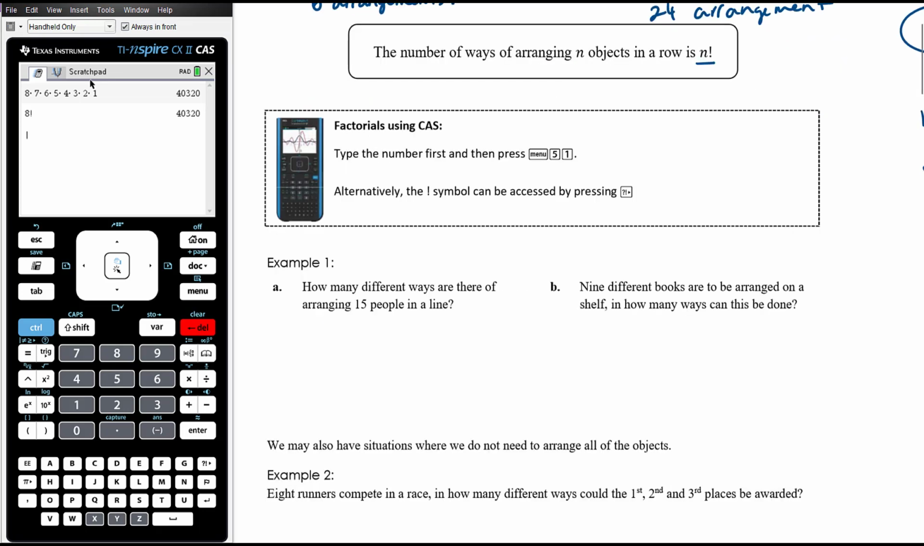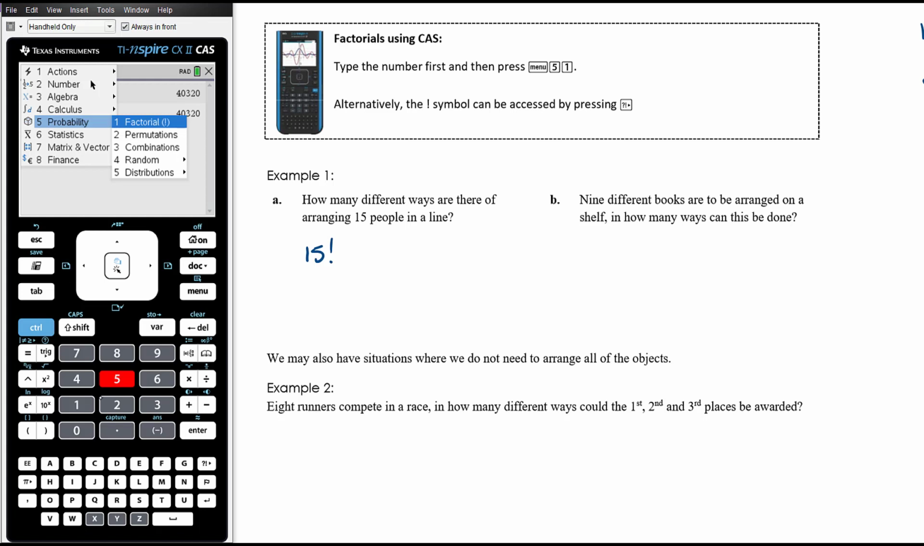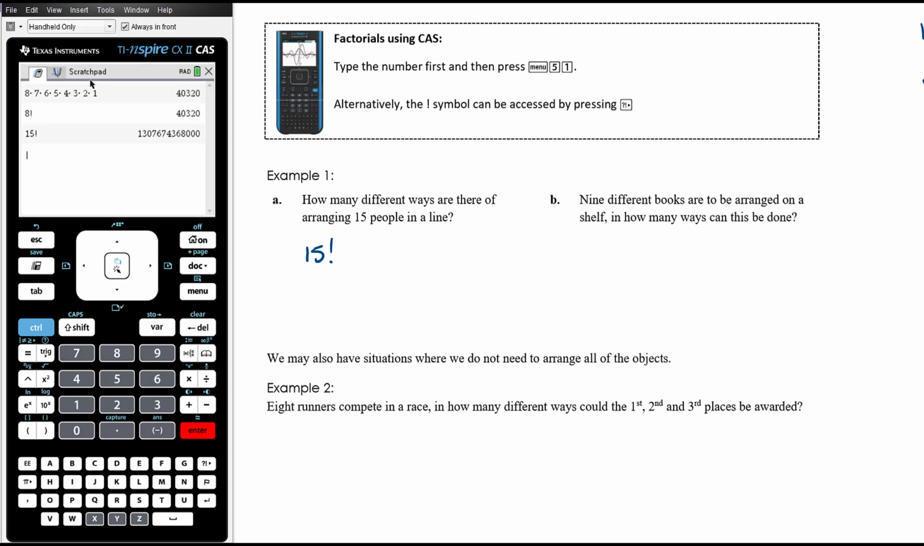Okay, so then example 1, how many different ways are there of arranging 15 people in a line? Well, that will just be 15 factorial. Okay, 15, menu, what did I say it was again? Menu 5.1, enter, and that is a lot of ways. 1 3 0 7 6 7 4 3 6 8 0 0 0.